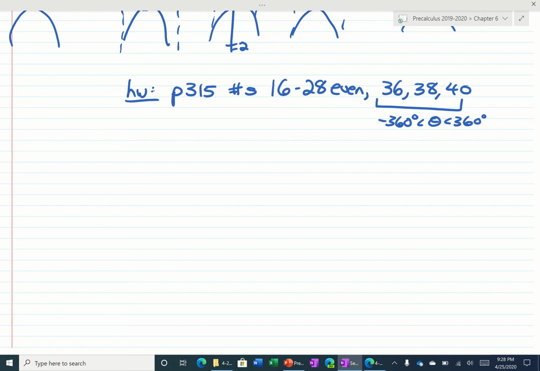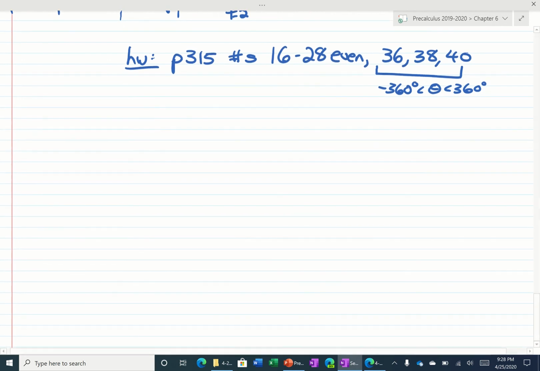Alright, so let's see here. 16 to 28 even, 16 to 24 even, they were all amplitude, period, and phase shift. So I'll make a little table here: amplitude, period, and phase shift. Alright, we'll see if this works.